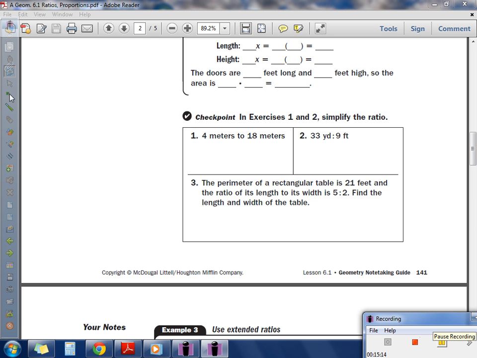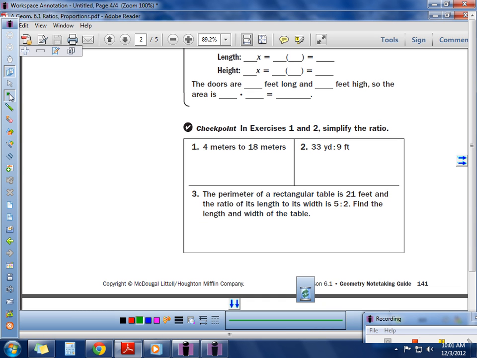All right, on checkpoint number 1, it says convert or simplify 4 meters to 18 meters. I'll work out to the side. First thing you need to realize is, do they have the same units? Yes, they cancel. So you've got to show that your units cancel. Make sure you have that in your work. So we're now at 4 over 18. Those are both even, so I can divide them both by 2 mentally. I don't need a calculator for this. 4 divided by 2 is 2, and 18 divided by 2 is 9. Does that simplify any more? There's my final answer, 2 to 9. No units at the end because they canceled out throughout the process.